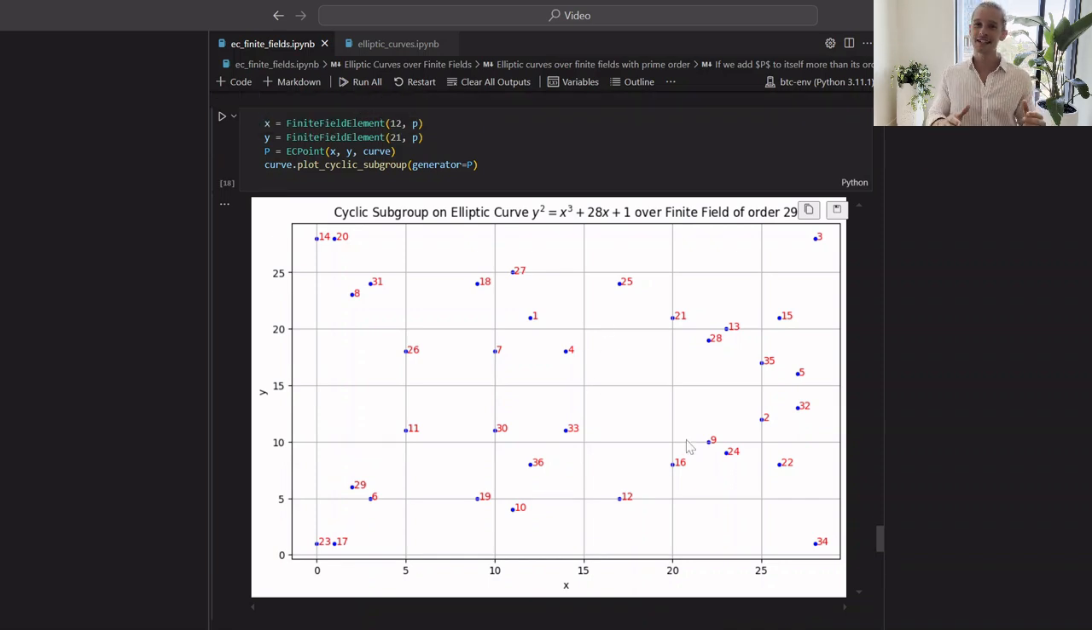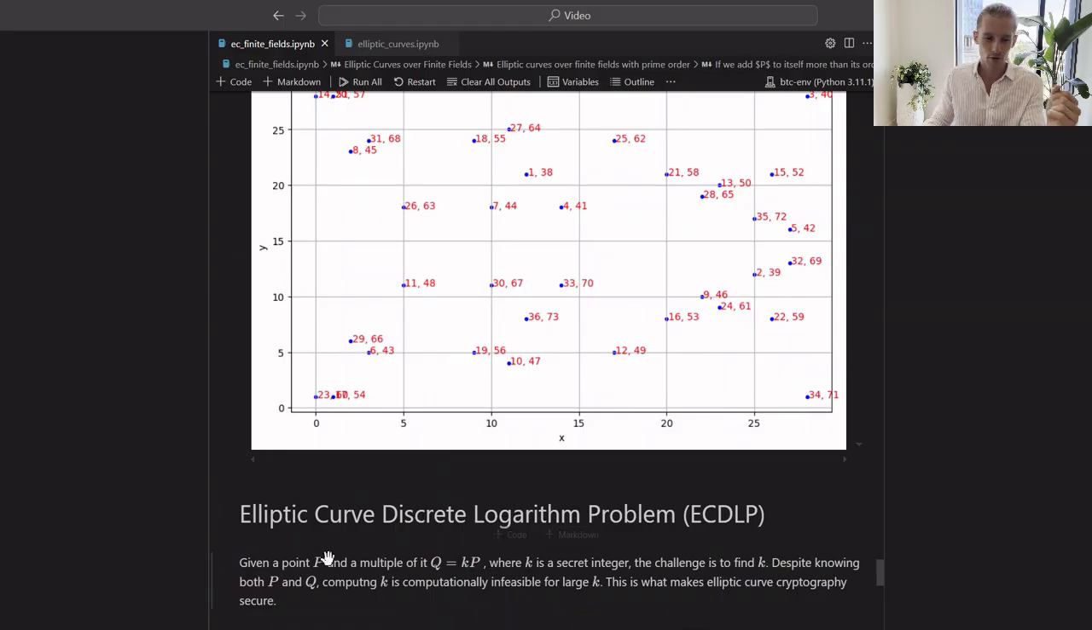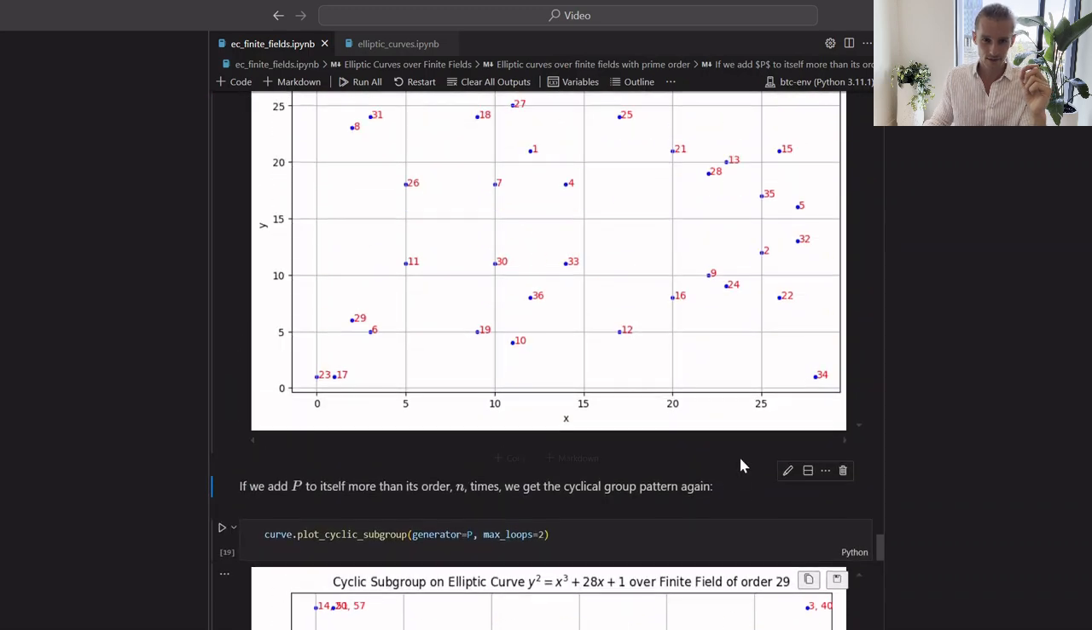What I just explained is called the elliptic curve discrete logarithm problem. I've basically already described it, but let's look at it formally, and then I'll go back to talking about what this really means. The elliptic curve discrete logarithm problem states that given a point P, a starting point, and a multiple of it, Q, where Q is P multiplied K times, or P added to itself K minus 1 times, where K is a secret integer, the challenge is to find K. So basically, finding 22 by only having the starting point P here and the resulting point Q here.